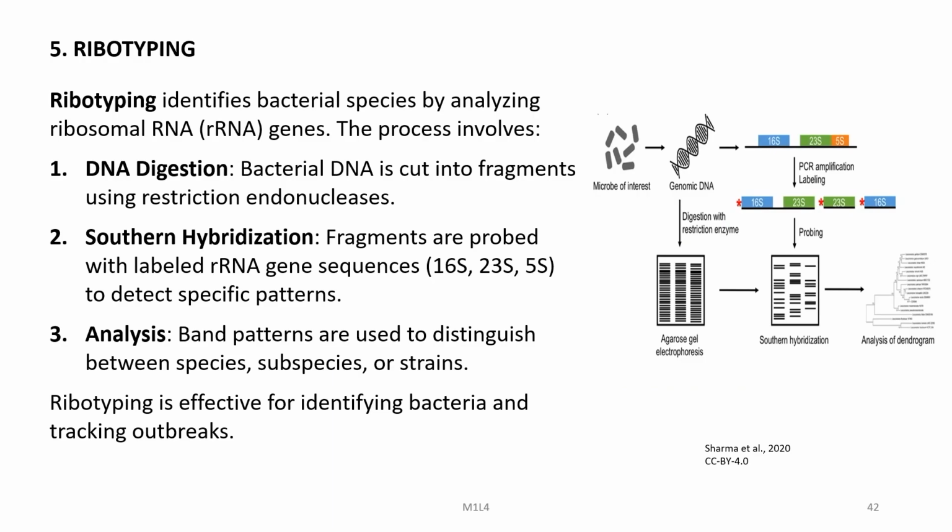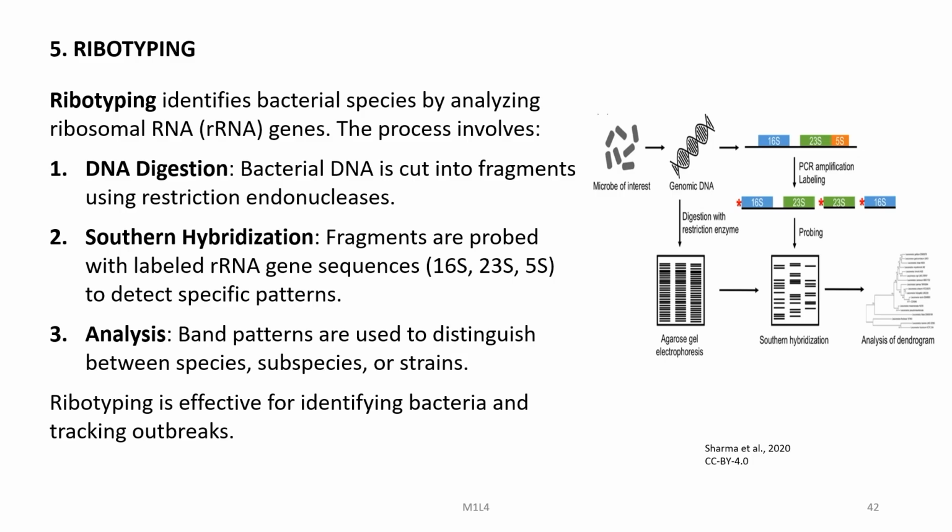The fifth important technique is ribotyping. Ribotyping identifies bacterial species by analyzing ribosomal RNA genes. The various steps of the process involve, number 1, digesting the DNA. Bacterial DNA is cut into fragments using restriction endonucleases.